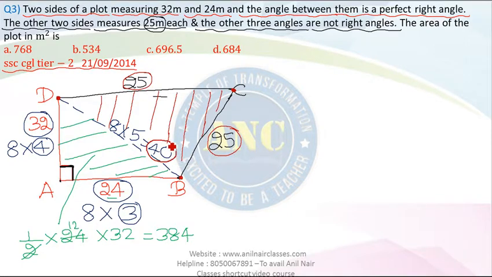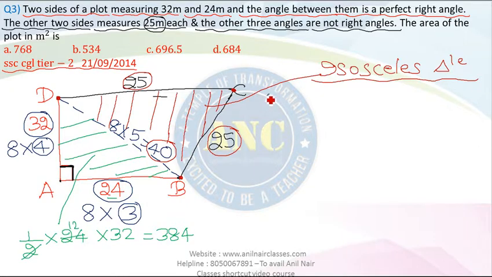One of the sides is an unequal side, 40. That means it becomes an isosceles triangle, right? That triangle which is marked in brown color is an isosceles triangle. And what is the area of an isosceles triangle, sir? We know it. It is b by 4 into square root of 4a square minus b square.